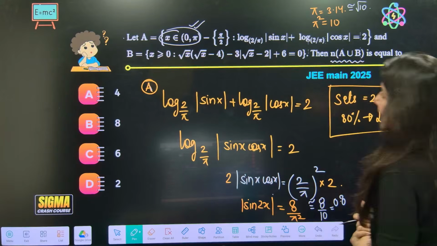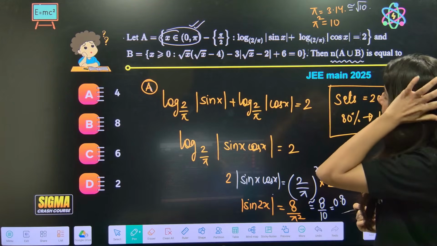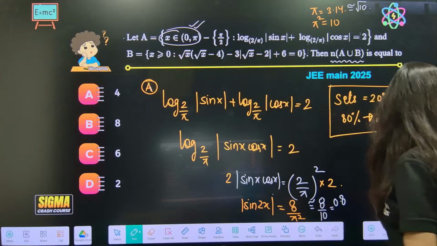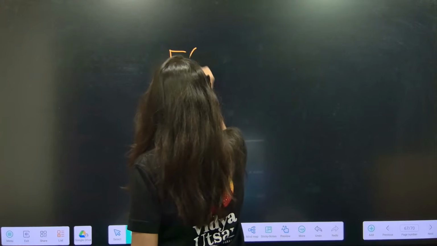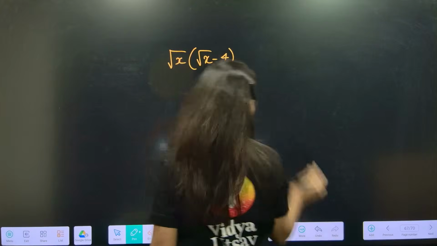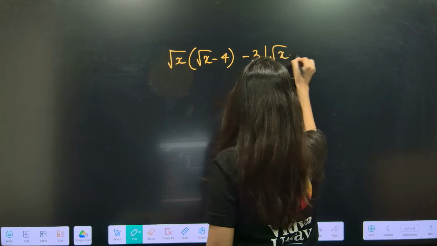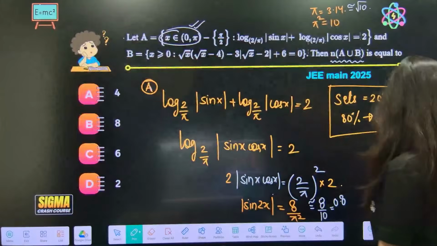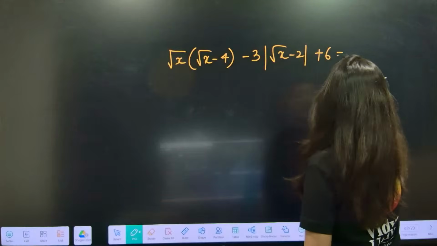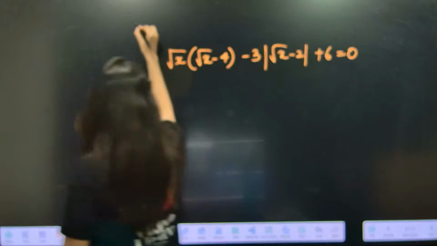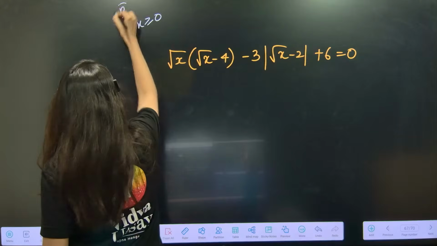all about set B. Set B is having root x minus 4 and minus 3. Okay, I can clearly see. Let me just write the equation, right? So root x minus 4, and minus 3 mod root x minus 2, and we have plus 6 is equals to 0. Also, one more thing, they are giving that x is greater than or equals to 0. We know that x is greater than or equals to 0. This is set B.